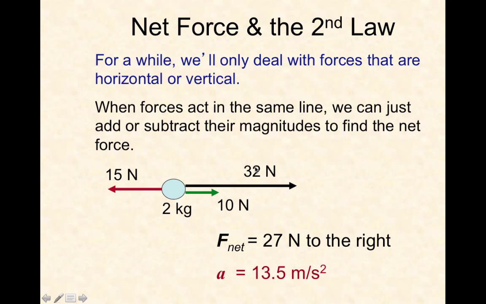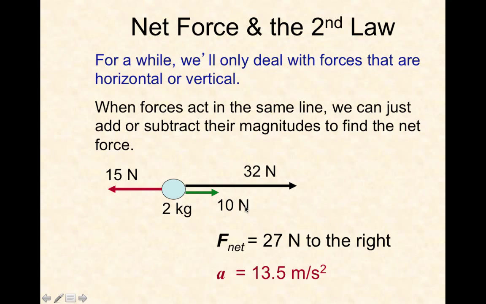So we would do 32 plus 10, so that would be the same as saying there is a 42 newton force to the right, but we would subtract away 15 newtons to the left, and ultimately that comes to a net force of 27 newtons to the right. So the net force acting on this object is 27 newtons.